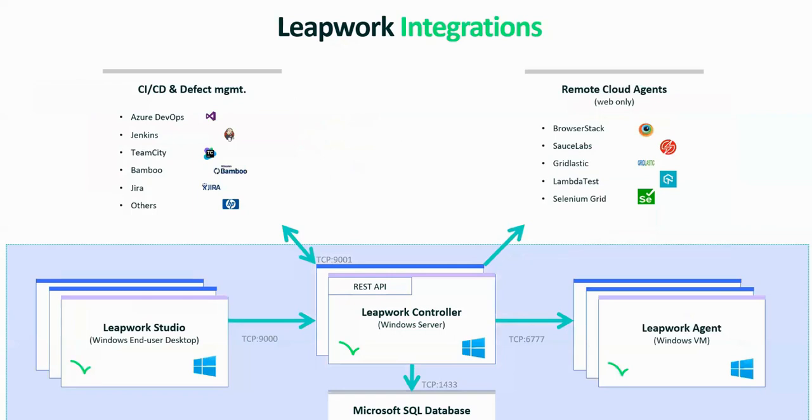Some of the other integrations that we have are CI/CD and defect management. So all the important and most popular tools out there, like Azure DevOps, Jenkins, TeamCity, Bamboo, Jira, or any other software you can think of, are integrated from day one. Remote cloud agents are also there, as I talked about with Headspin, but for web-based applications we also have integrations with BrowserStack, SauceLabs, GridElastic, LambdaTest, and an in-house Selenium Grid can also be utilized.